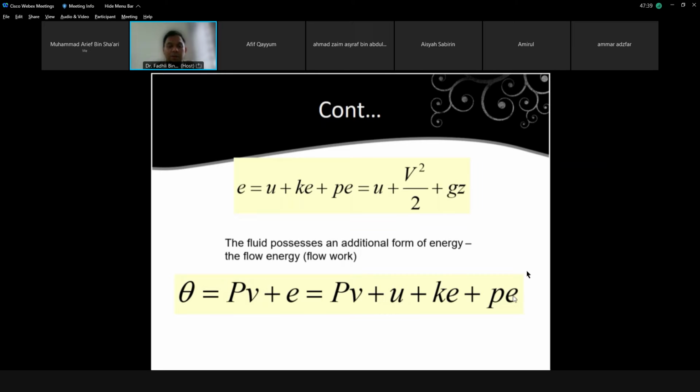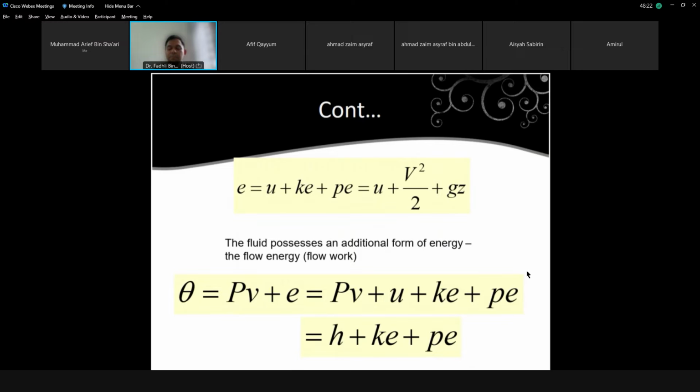Okay. So I hope you are clear with my explanation here. So from this equation, we have learned before this in chapter 2, if I'm not mistaken, a combination of U and PV is actually enthalpy. Okay, enthalpy. So enthalpy tambah KE tambah PE. So we can simplify as this. Theta, total energy, equal to H plus KE plus PE.